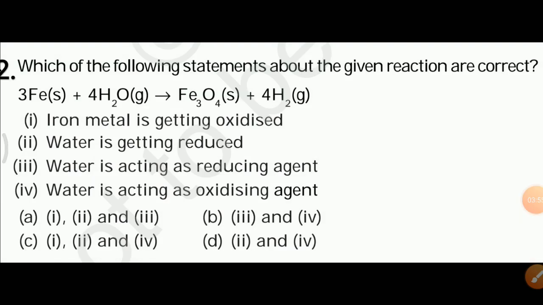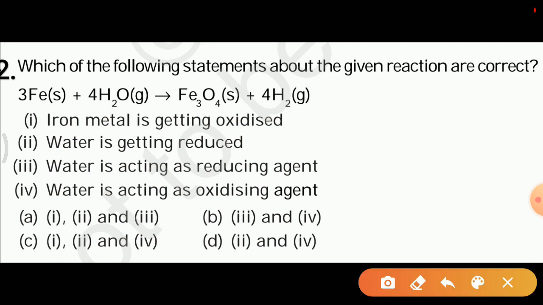Question number 2 is, which of the following statements about the given reactions are correct? 3Fe solid plus 4H2O gas gives Fe3O4 solid plus 4H2 gas. First statement is, iron metal is getting oxidized. Here, iron is gaining oxygen and changing to Fe3O4, and gaining oxygen means oxidized. So this is correct.